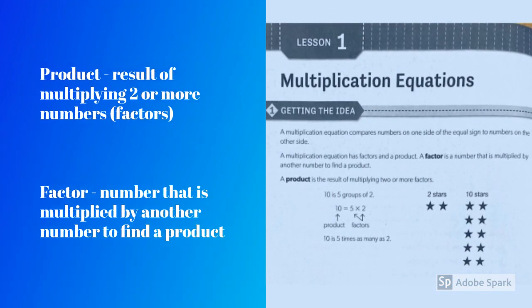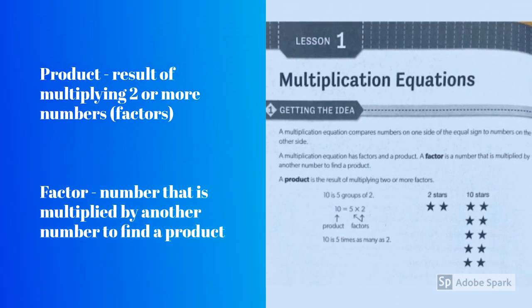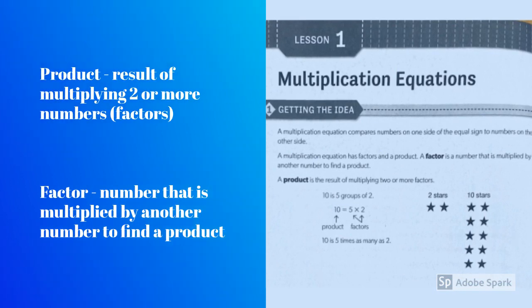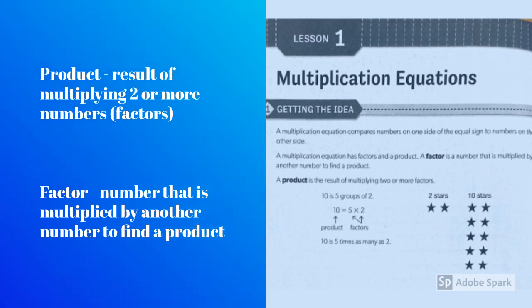So I want us to remember what the product is and what a factor is. Remember that when we multiply two or more numbers, the answer is a product. A factor is the numbers that you multiplied.